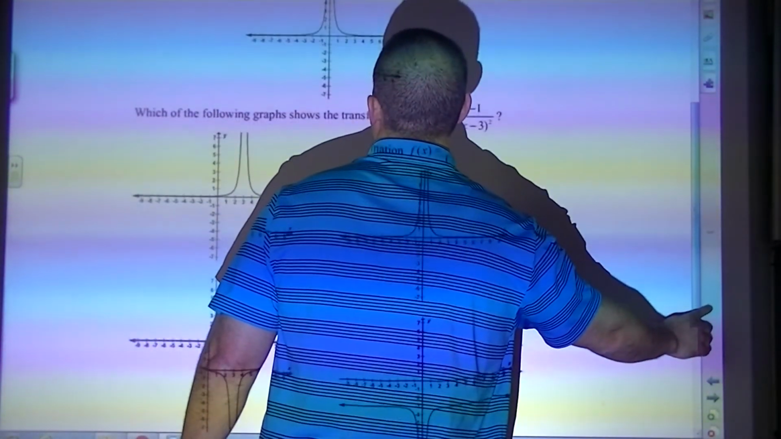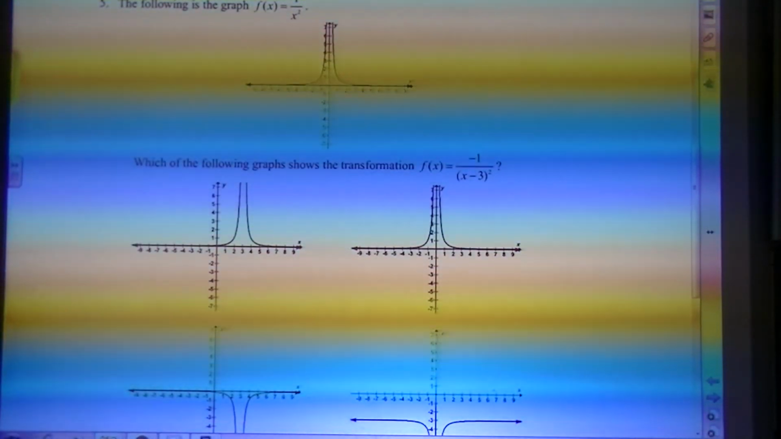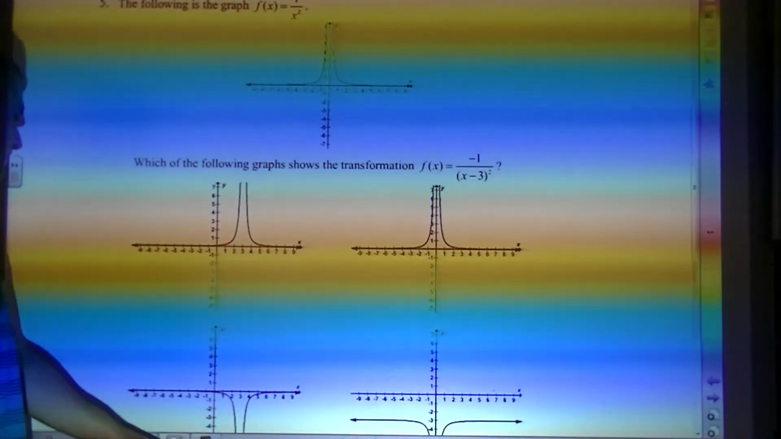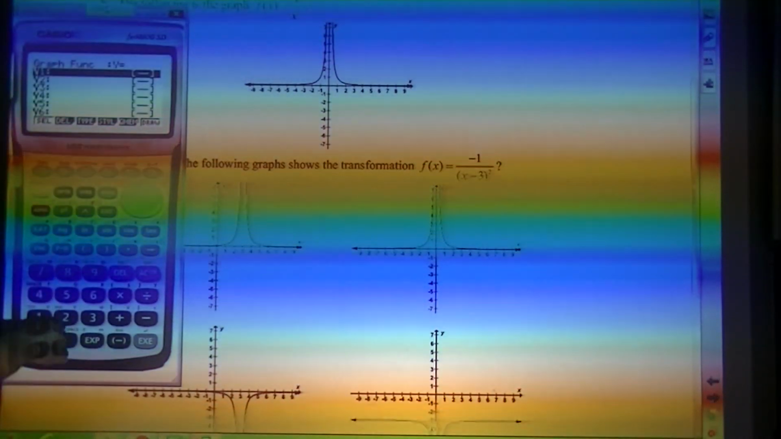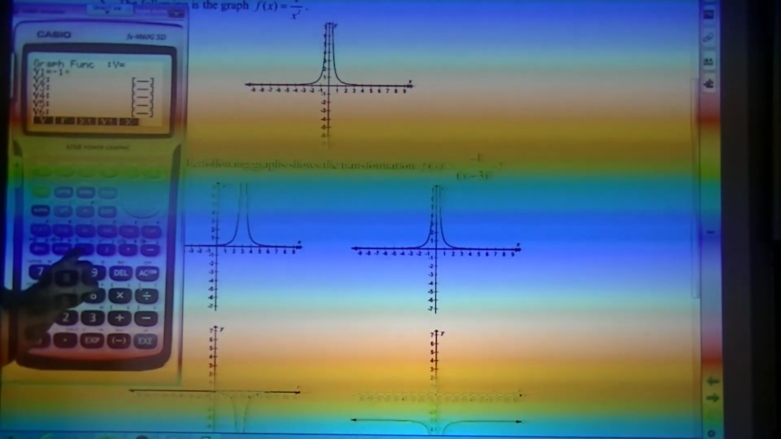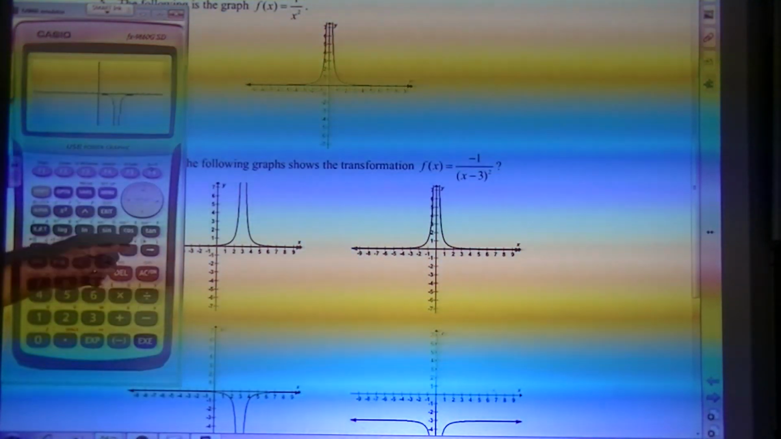Let's look at this one. The following shows this graph. Which of the following shows the transformation from that to that? So very simply, I'm not going to make this complicated. I'm just going to go ahead and graph this. -1 divided by x minus 3 squared. And I'm going to draw it, and it looks like that.